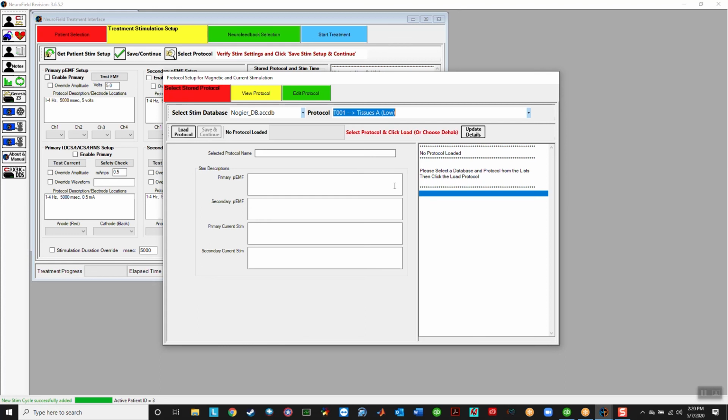With that said, it's a great protocol, great database.